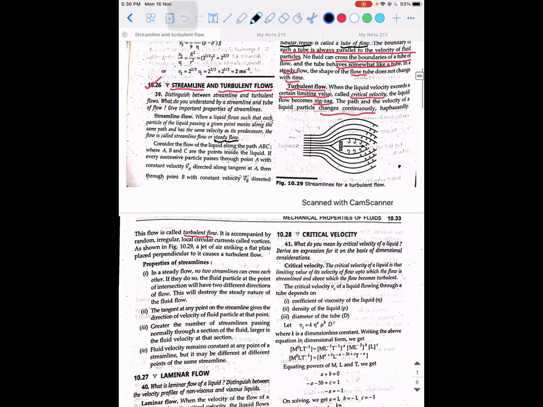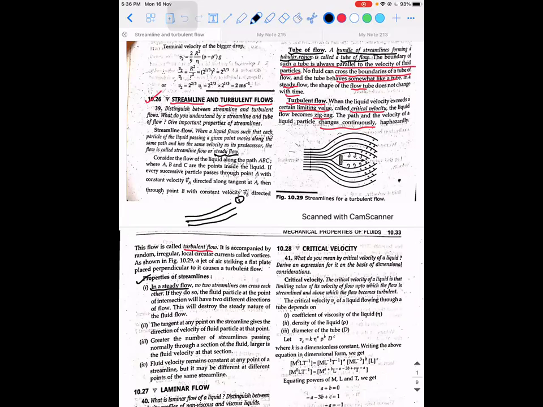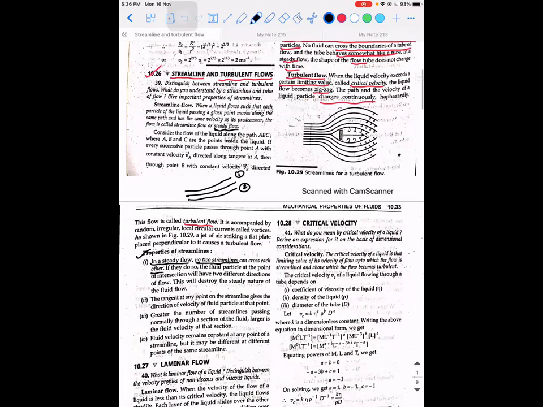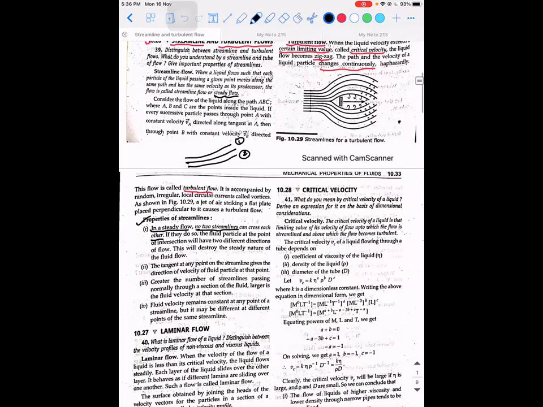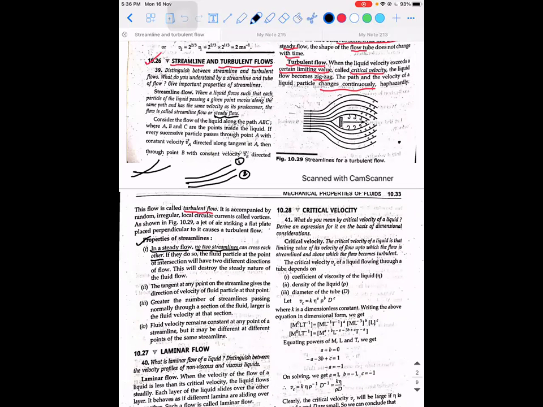So we will be concentrating on properties of streamlines. First important point: when you talk about a steady flow, you have streamlines that are parallel to the tube. You can take any two streamlines you want. In a steady flow, no two streamlines can cross each other. The reason is very simple, because if they cross each other, what would happen? If the first is like this and the second is like this, that is the meaning of crossing. I cannot call this kind of motion steady flow, because at this point, how many tangents can I draw?